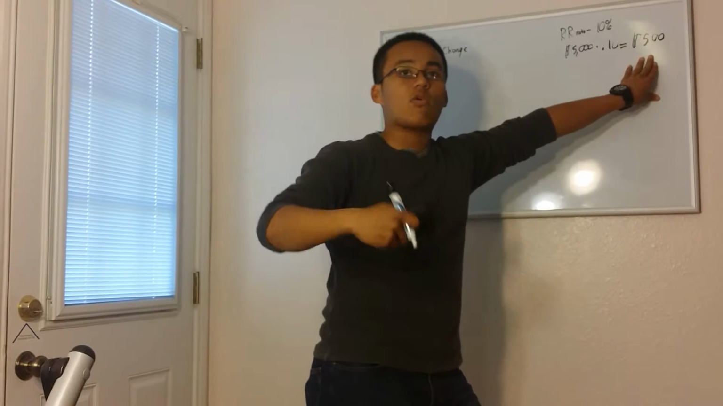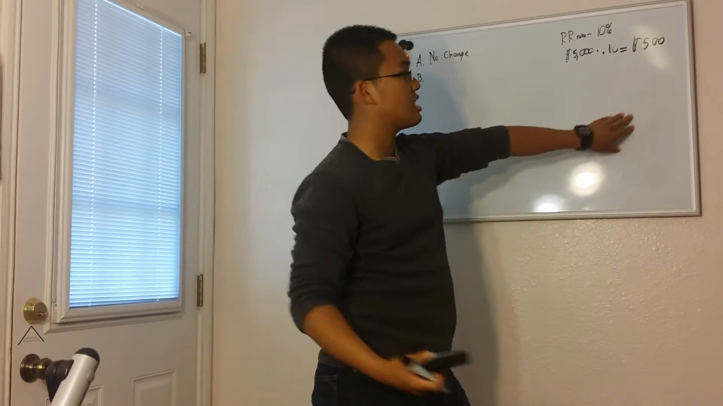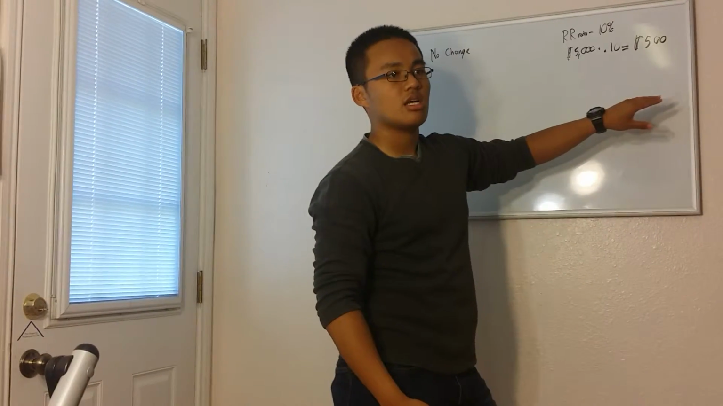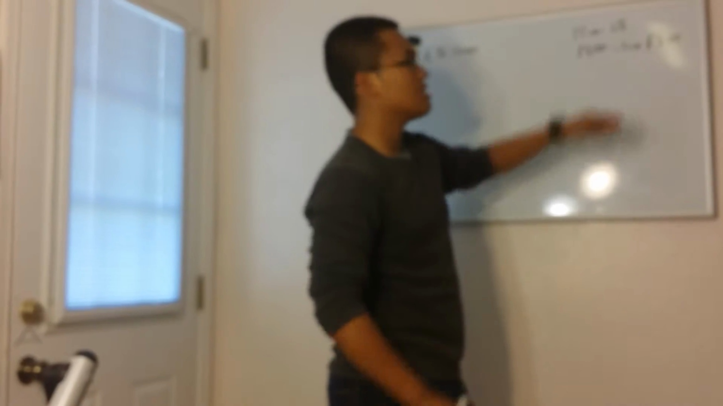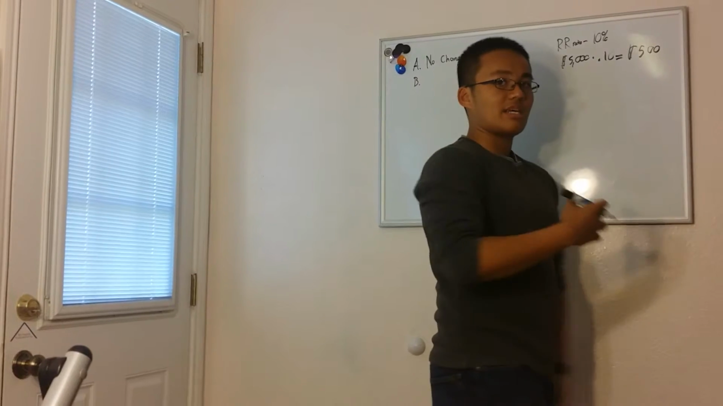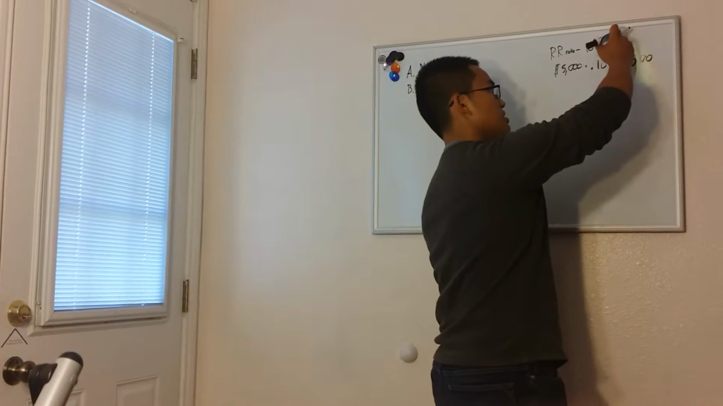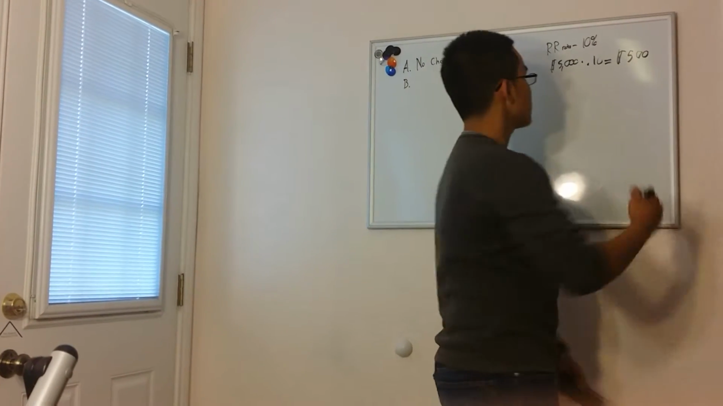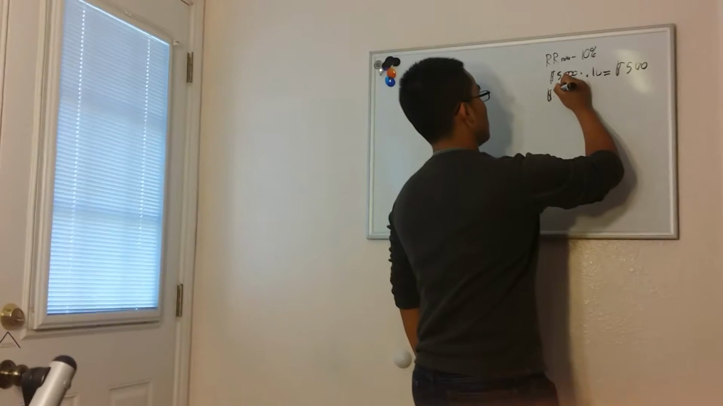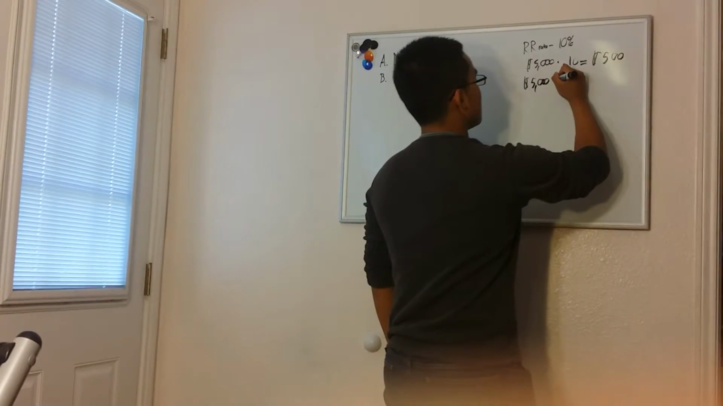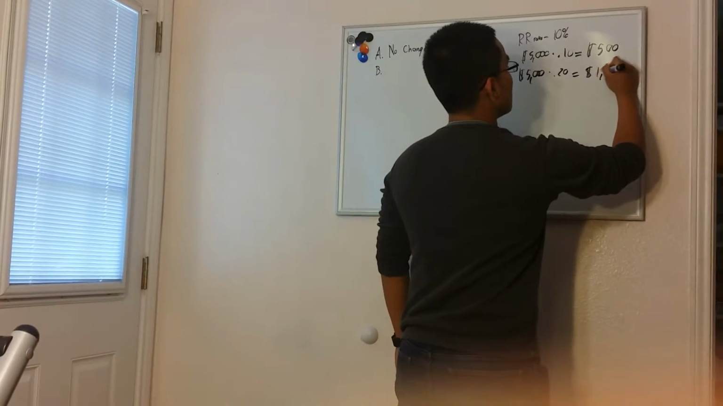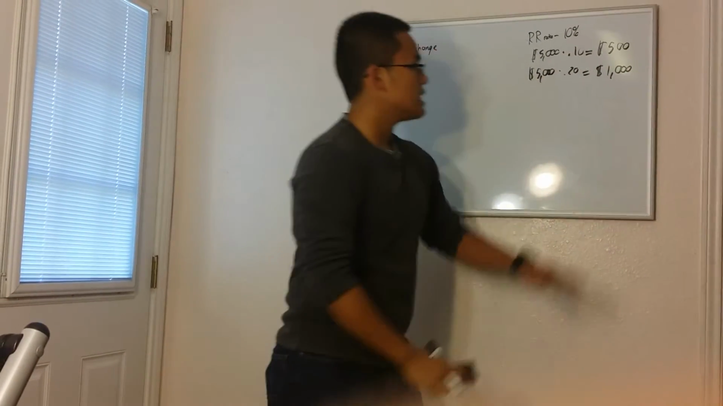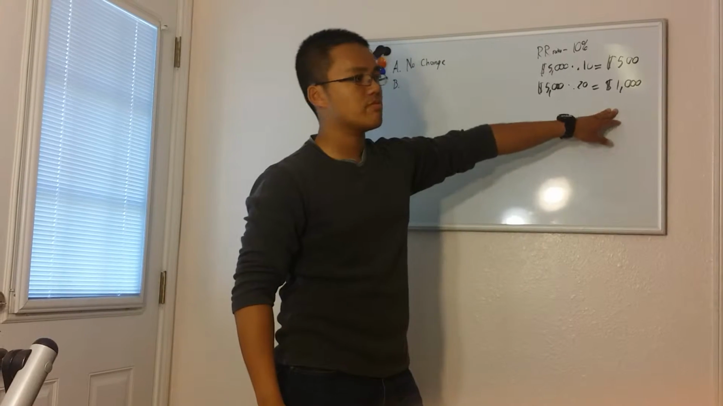Now, what the question is asking is that the banks ought to keep an additional 10%. You can do this one of two ways. I'm showing you my way right now. I would add 10% to the additional 10% and get 20%. So I would do 5,000 times 0.20 and get $1,000. This would now be our required reserves.